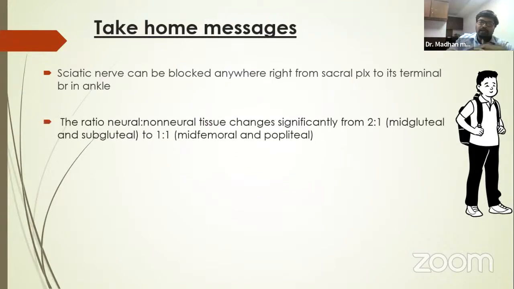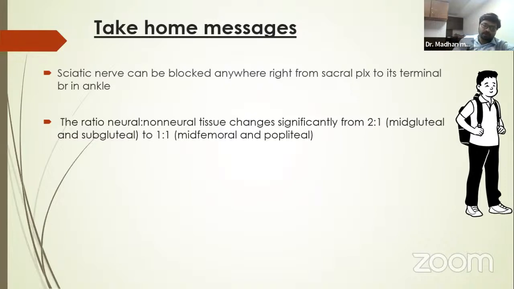And if you take the ratio of neural to non-neural tissue, suppose if you go to the microanatomy of the sciatic nerve, which will be discussed by my colleague, the neural tissues will be more in the proximal region. Suppose if you are blocking the sciatic nerve at the parasacral region, the neural elements will be more compared to the popliteal sciatic and further down. The ratio will be somewhere 2:1 because the connective tissues will be very less in the proximal region. So that is why you get a faster onset of blockade at the proximal level. Also, it adds to more chances of getting the nerve injured.